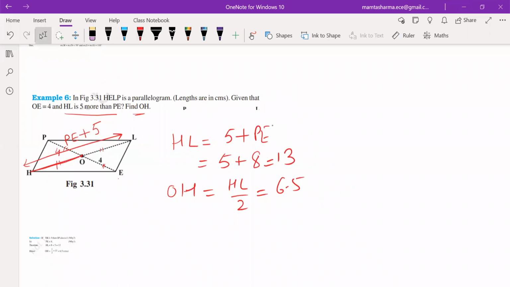You also have to find out the OH. 13 by 2 for OH. This HL is 13. This OH will be the 13 by 2. Half of HL will be OH. Okay, got it.